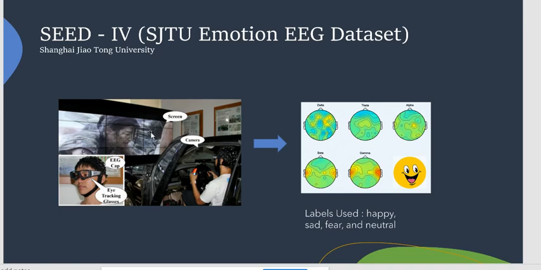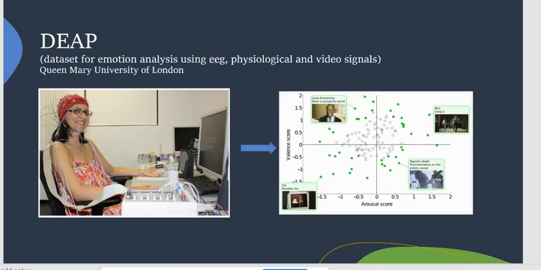So the labels we have used here for classification is 0, 1, 2, 3, and 4. The second data set we used is from the Queen Mary University of London, and they have used a very similar setup to capture the emotion state of a person. Here, the labels were available across a scale of valence and arousal.